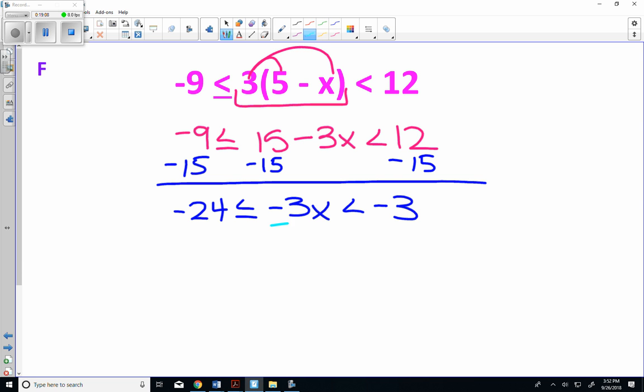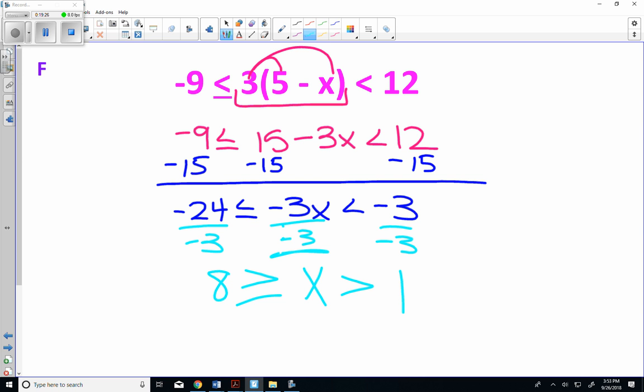Finally, you would divide by a negative 3, and you will get x, and that is 1, and that is 8. And now, because we're dividing by a negative number, we have to flip the inequality. So it becomes 8 is greater than or equal to x, which is greater than 1.